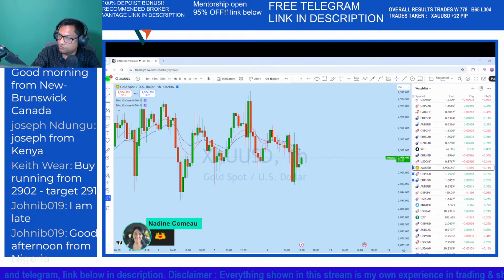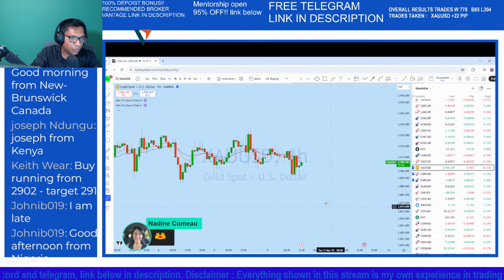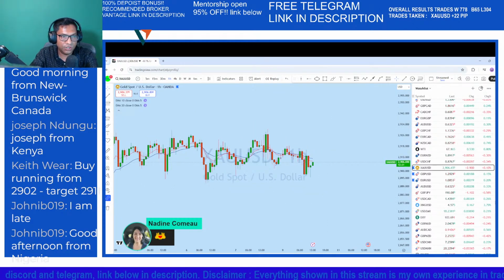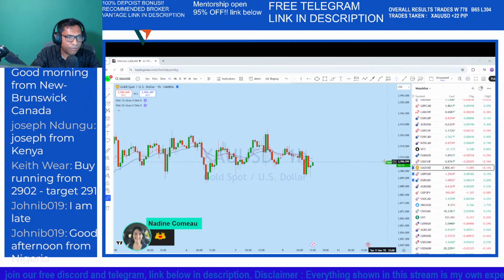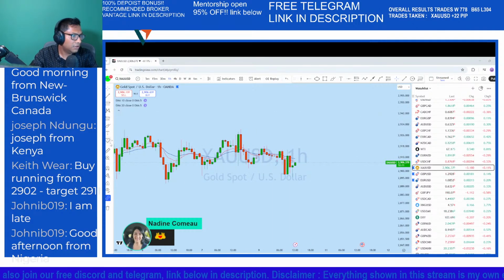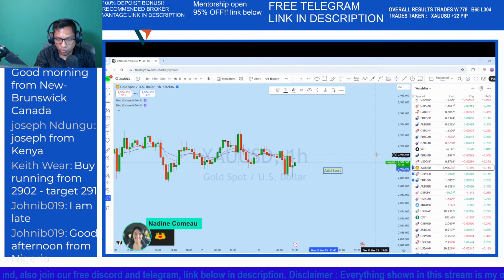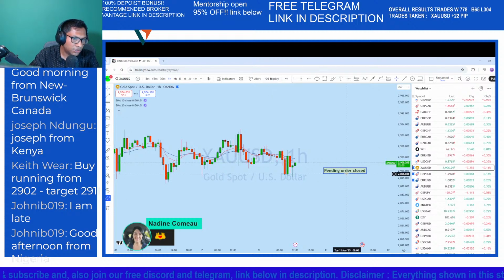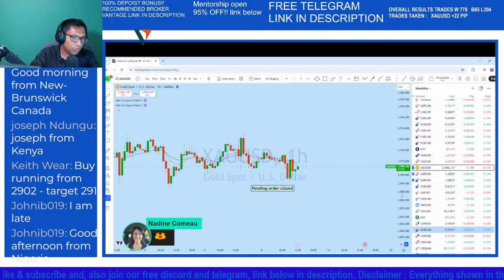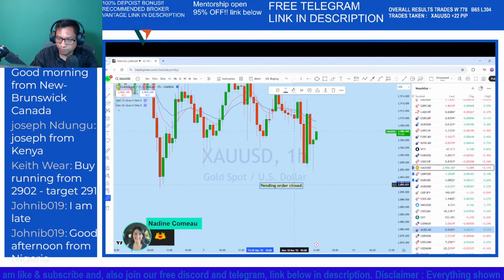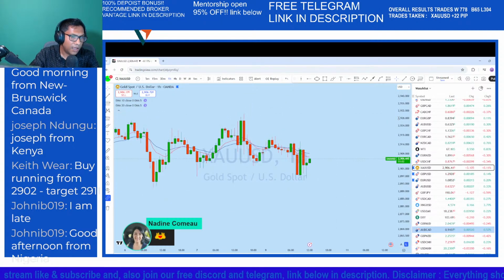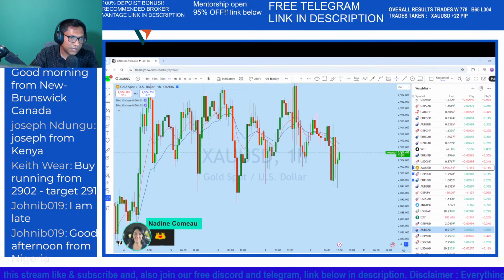an adjusted entry. As we can see, there's a pin bar. The market is potentially coming to the upside, and we'll be waiting for an adjusted entry. So I have closed the pending order. The pending order is closed, and with that, we are waiting for an adjusted entry. We'll see where it is heading.